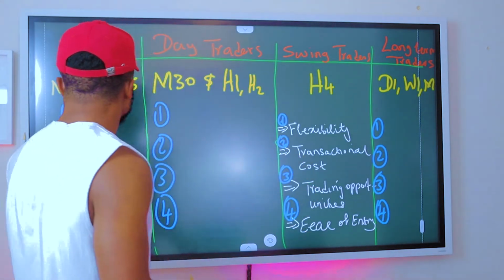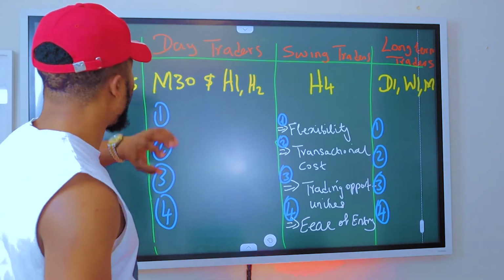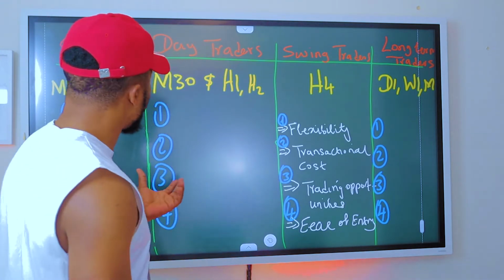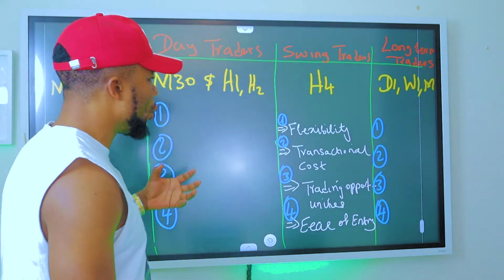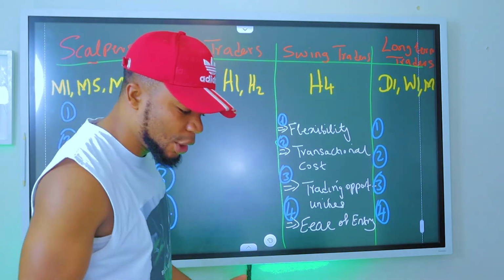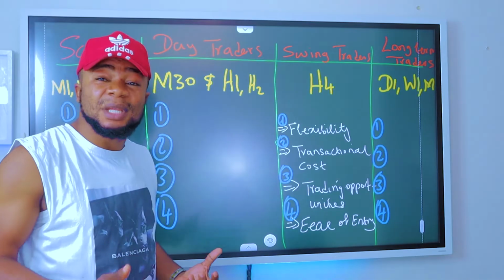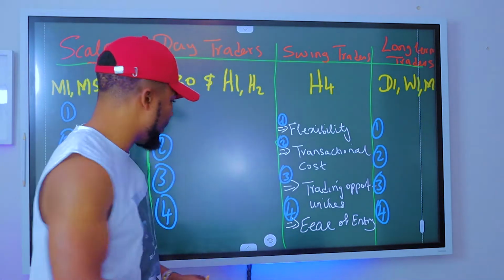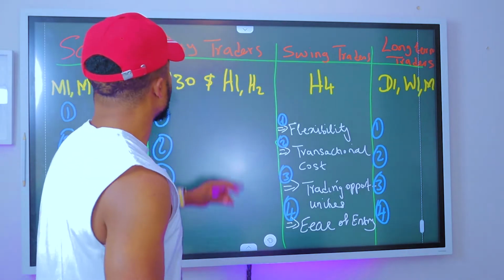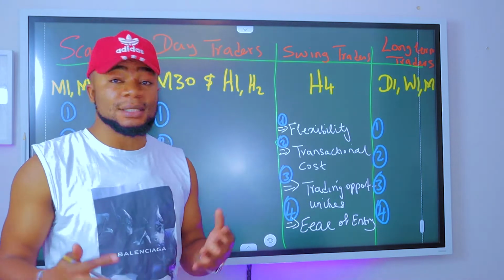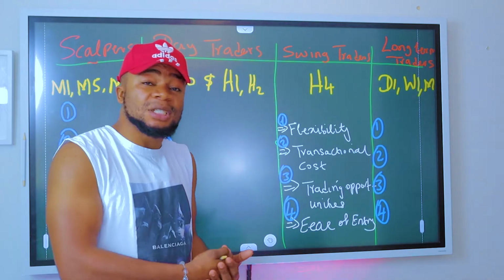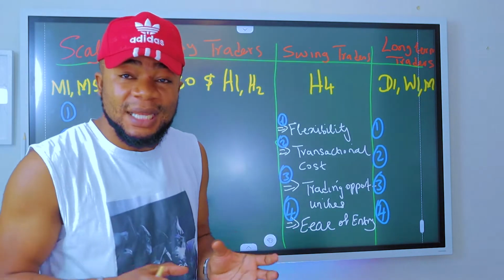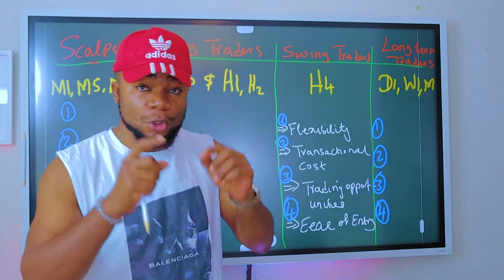Let me start explaining the table. Here we have scalpers. All right, a scalper is a group of traders. That means you open and close your trade within minutes, or even sometimes within seconds. So you call yourself a scalper. Then after scalping, you have what we call day traders. Day trader, just from the name, it means your trade is opened and closed within a day. So your trade must be opened and closed within a day.